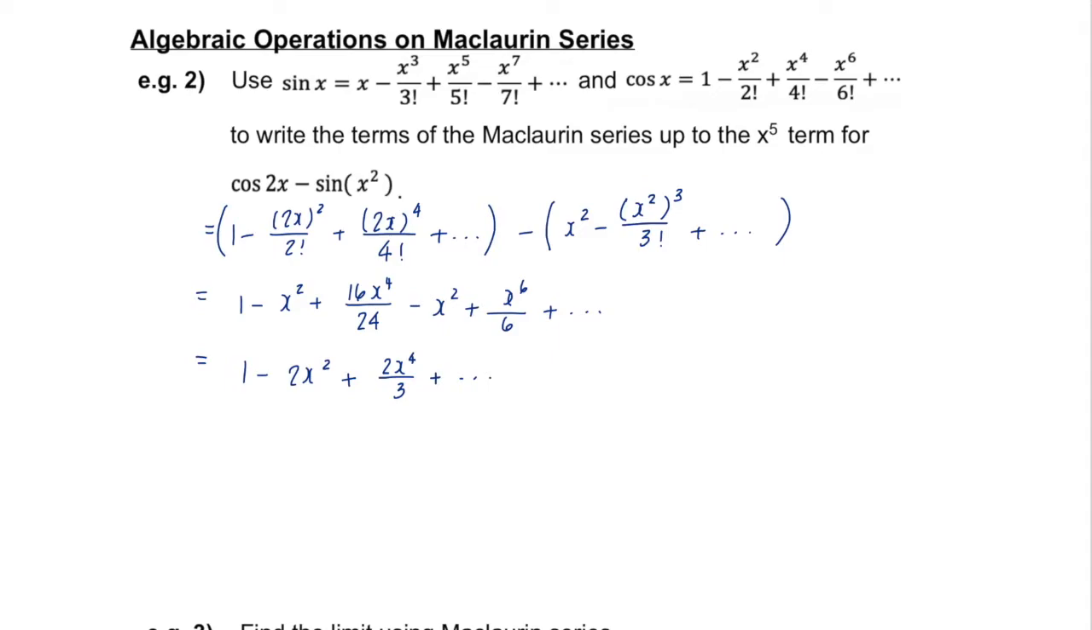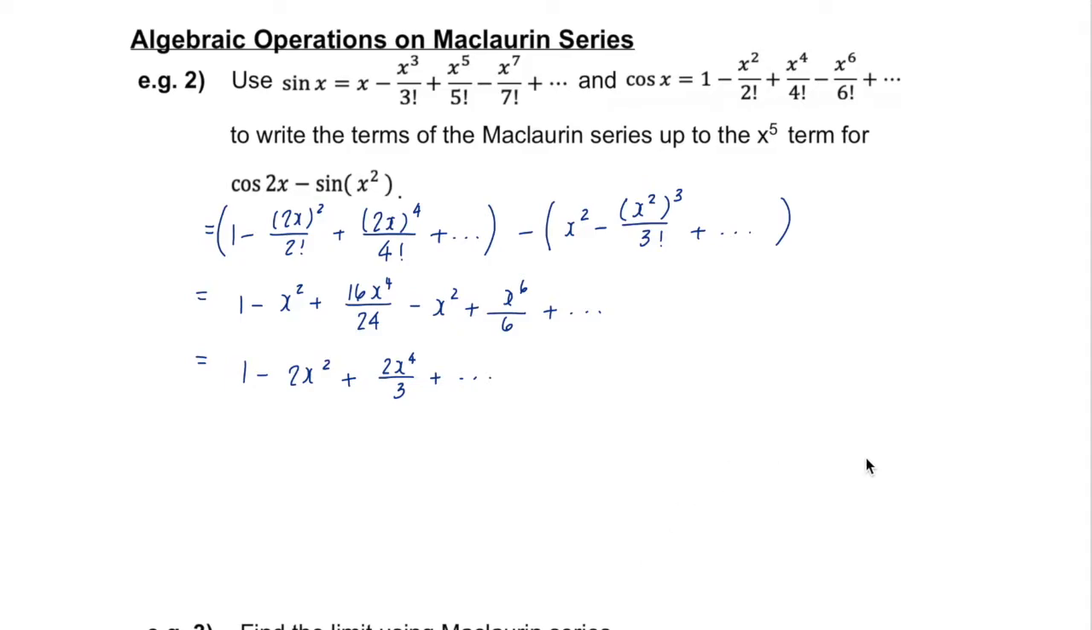Now let's take a look at other operations on Maclaurin series. In example 2, you're going to use the expanded form of the Maclaurin series of sine x and cosine x to write the terms of the Maclaurin series up to the x to the power of 5 term for cosine 2x minus sine x squared.